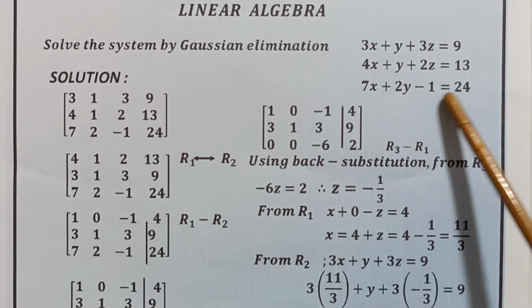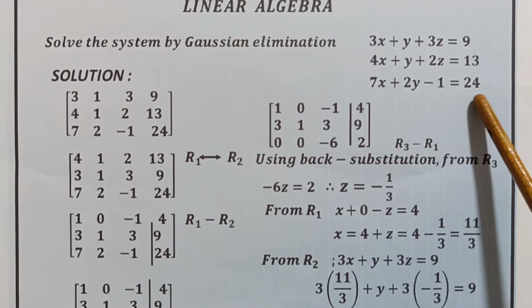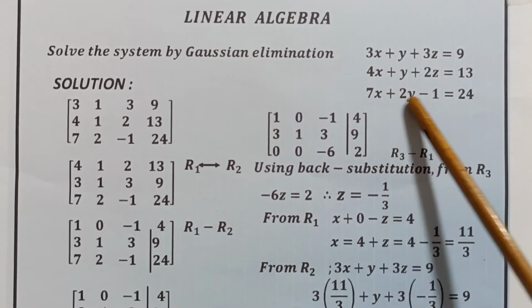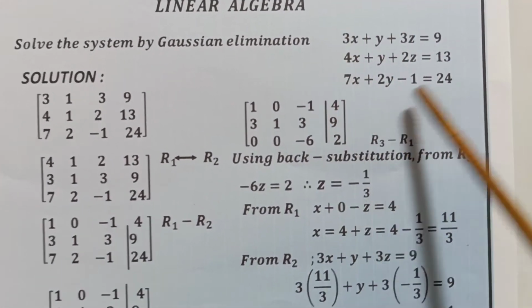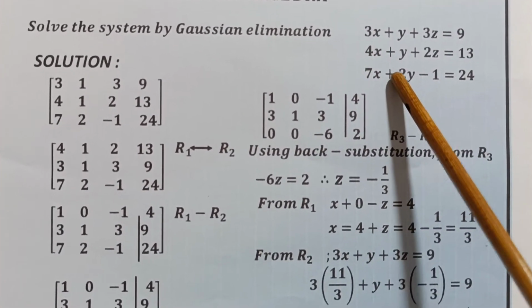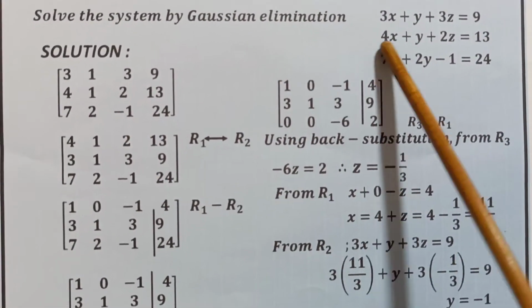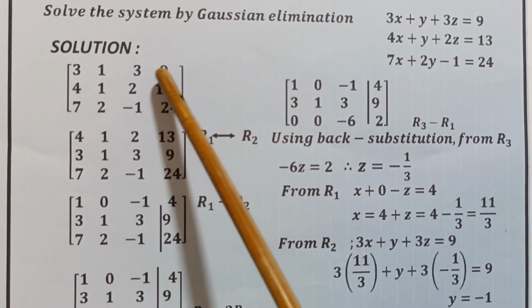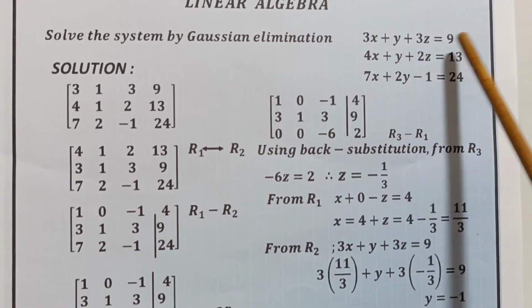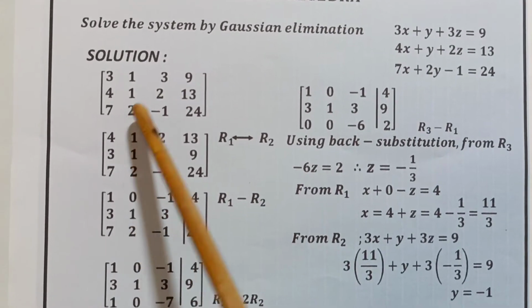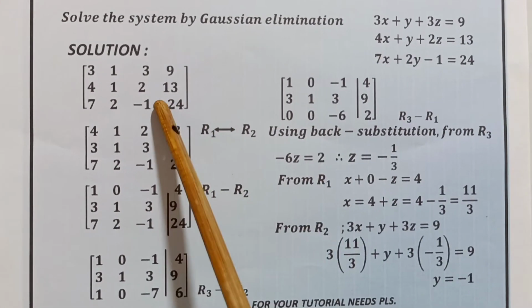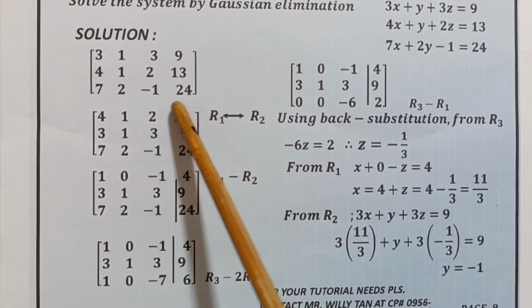Again, we're going to use the matrix form with only the coefficients of each variable. Just copy all the coefficients here: 3, 1, 3, and 9. And 4, 1, 2, and 13. And 7, 2, negative 1, and 24.